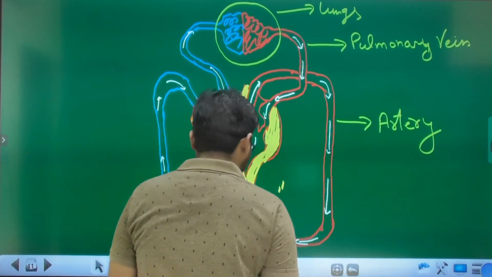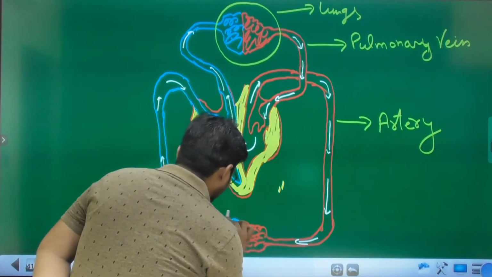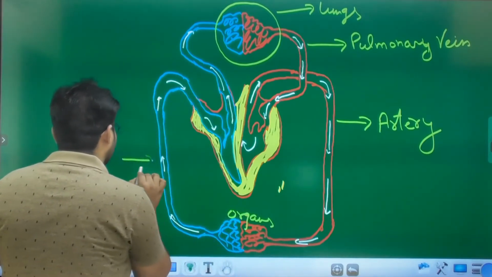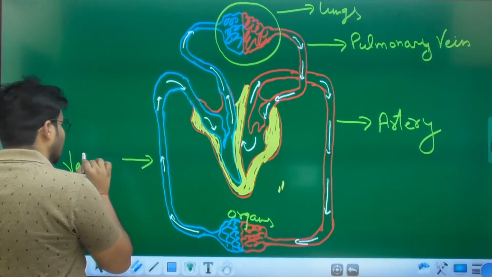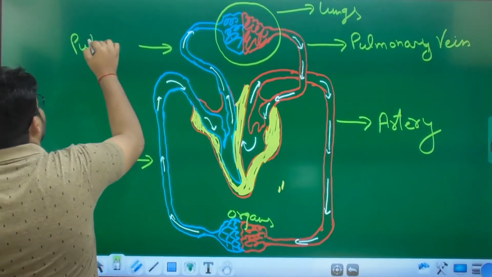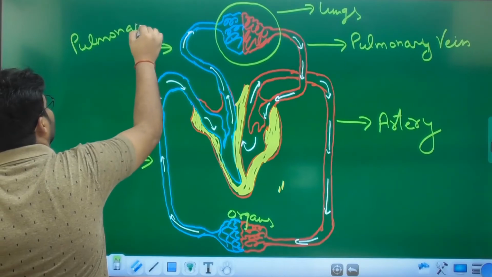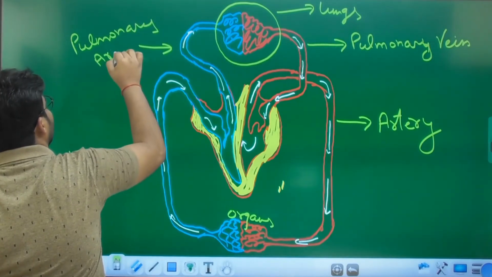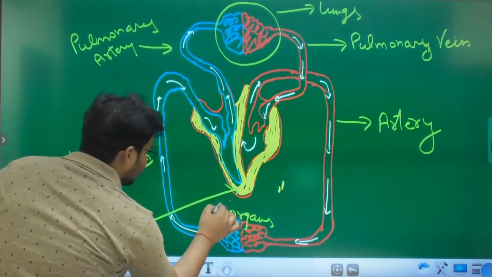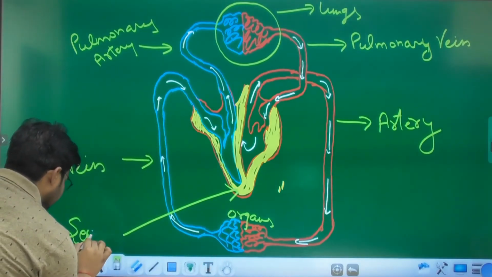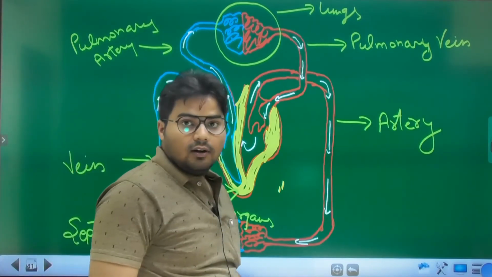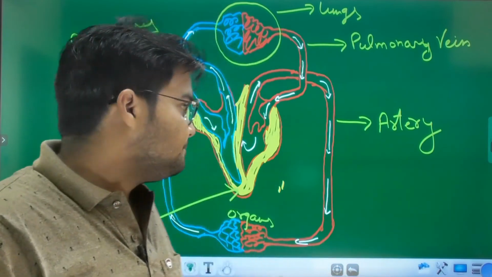This one is artery, and these are the organs, different organs. Clear? And this one is vein. Clear? And this one is your pulmonary artery. Clear? And this yellow structure, you see that this one is septum. Clear? Now let us see, the naming is done.